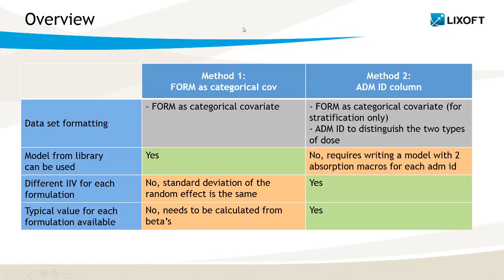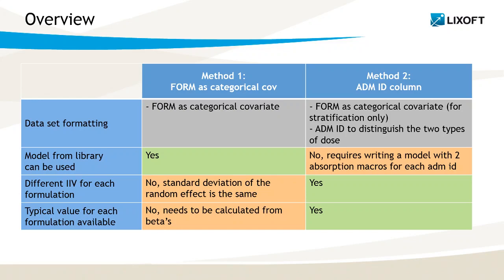To give you an overview of both methods, so first in terms of dataset formatting, if you want to use the formulation as a categorical covariate, you just need to make sure that you have it in your dataset. If you want to use the second method using the administration ID column, it is convenient to have the formulation column as a categorical covariate just for stratification, and what is really important is to have the administration ID column to distinguish the two types of doses for the two formulations in order to handle them differently in the structural model.